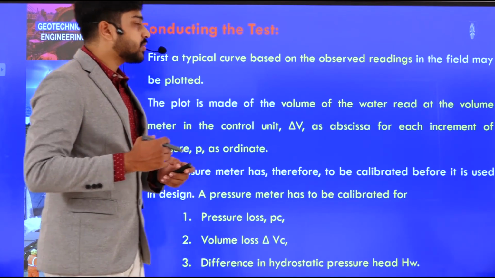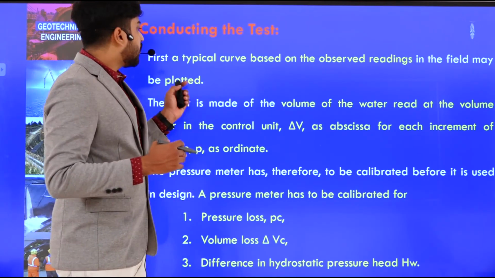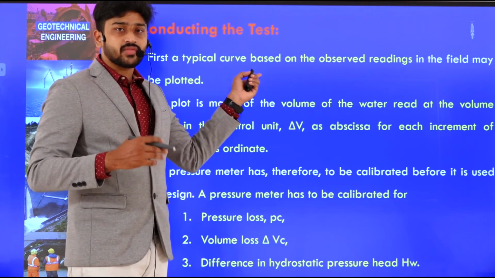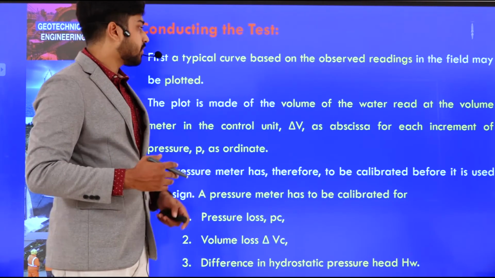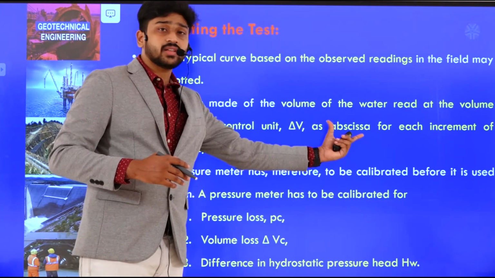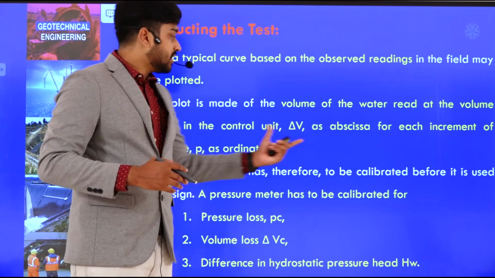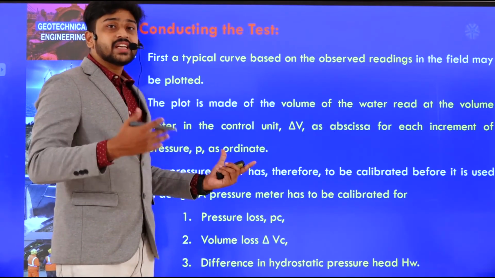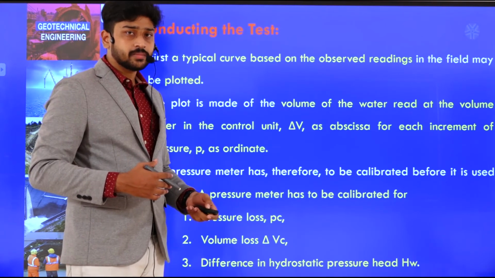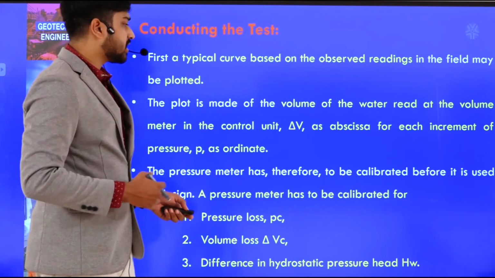Let me try to explain this in more detail. Based on the observation readings, we will draw a typical curve, that is our stress strain curve. The change in volume is taken on the y-axis, and the increase in pressure is taken on the x-axis. Clear? And then we can plot our stress strain curve.